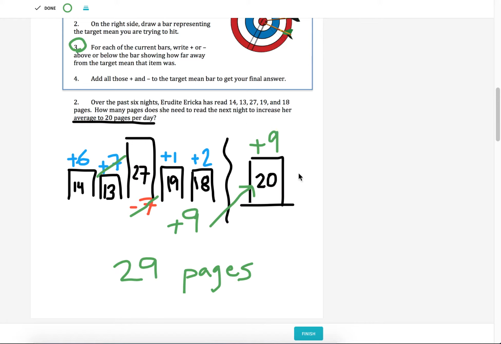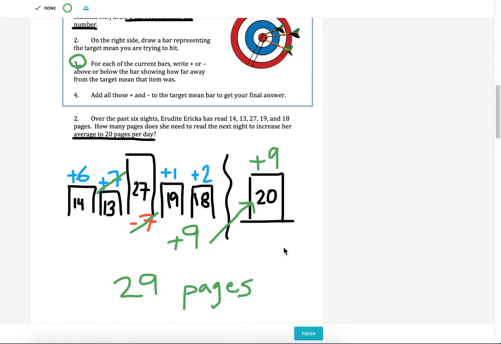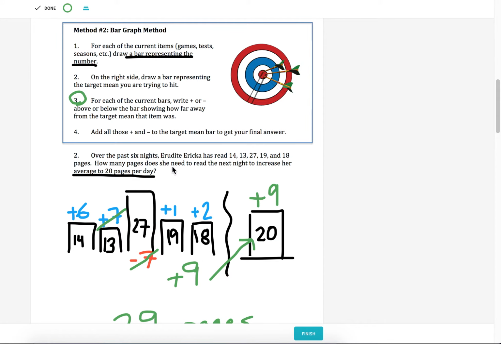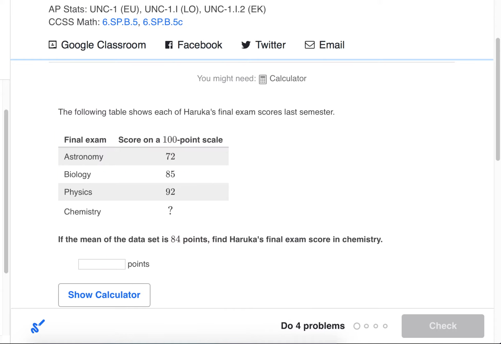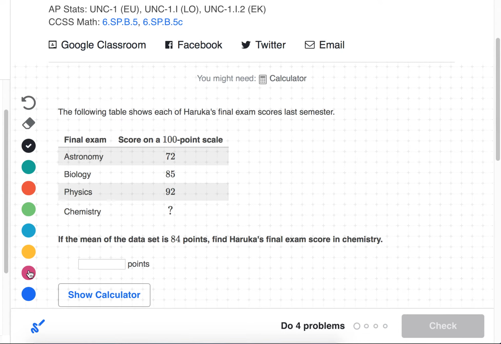All right. Now note that for both of these problems, we could have used either method. We could have used the target method on this problem and we would have got the same answer. We could have used the bar method on this problem and we would have got the same answer. So it's really up to you which method you prefer. So we're going to take a look at some more problems now, and I'll try to pick what I think is the best method for solving it. All right, here we go.